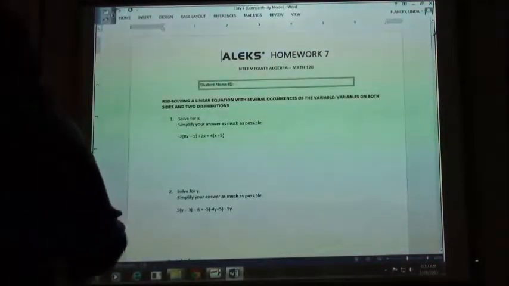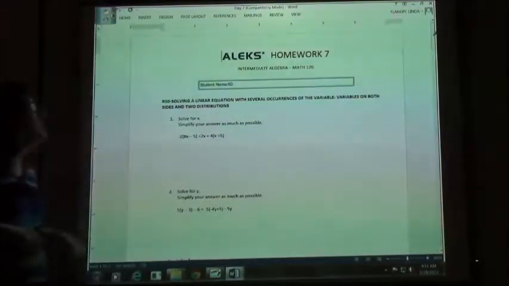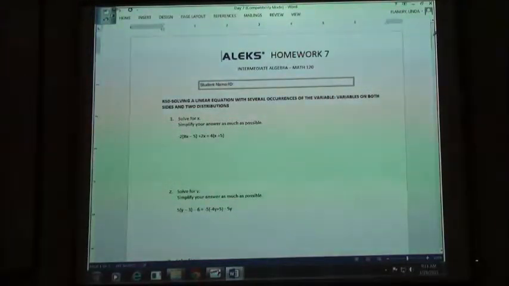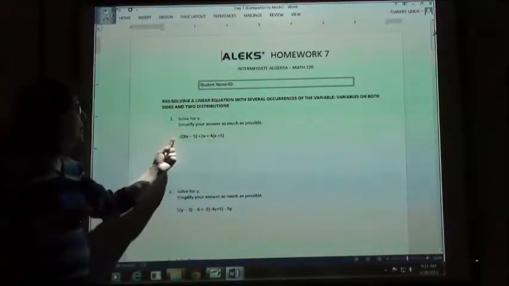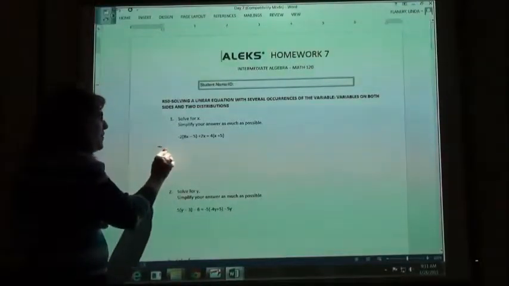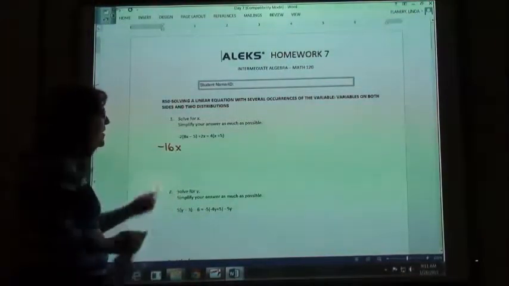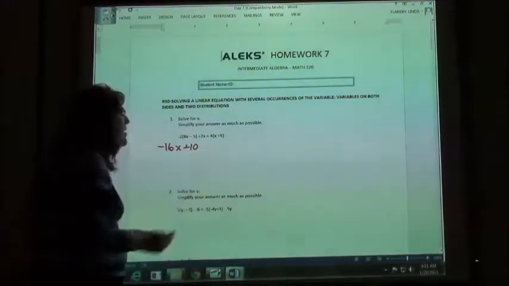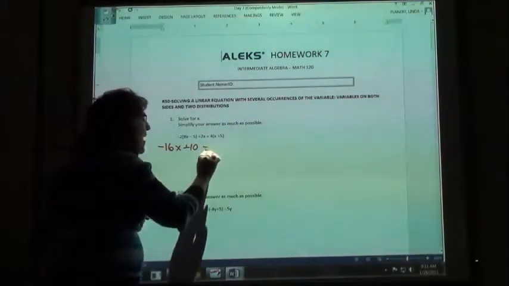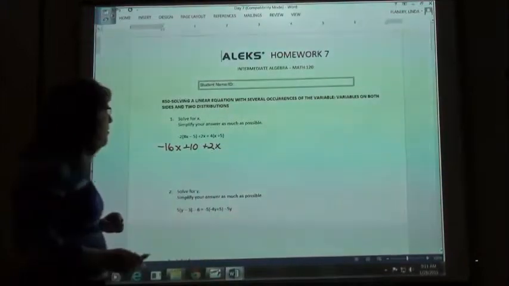So on homework 7, we're starting out, we're solving equations in chapter 1. Again, these ones have the parentheses in there and we have to get rid of the parentheses first. And so we use our distributive property. Negative 2 times 8x would be negative 16x. Negative 2 times a negative 5 is a positive 10. The plus 2x that's on the outside of the parentheses just comes down.